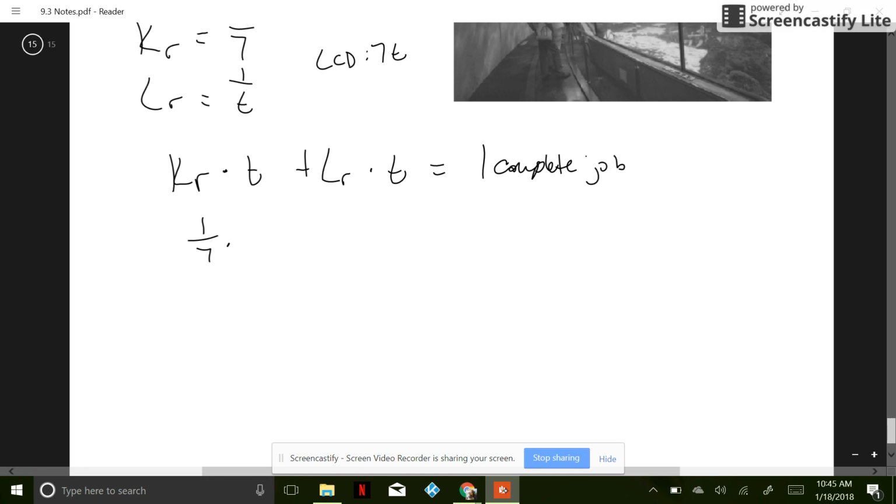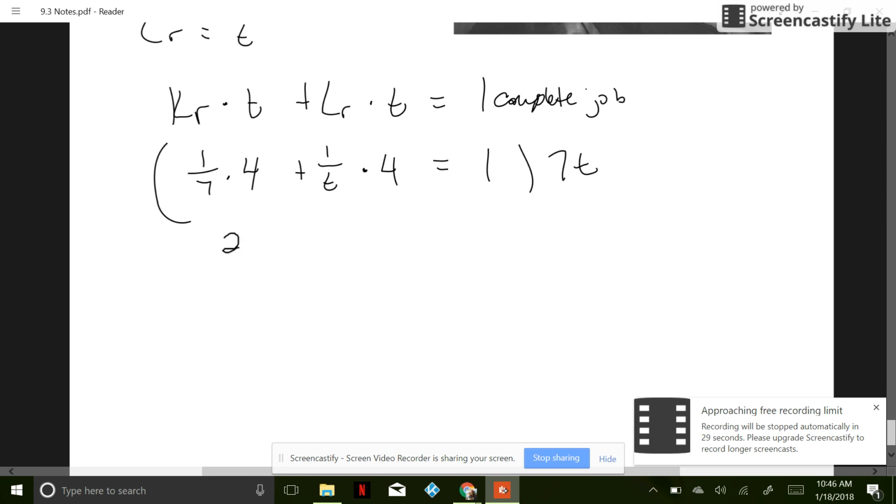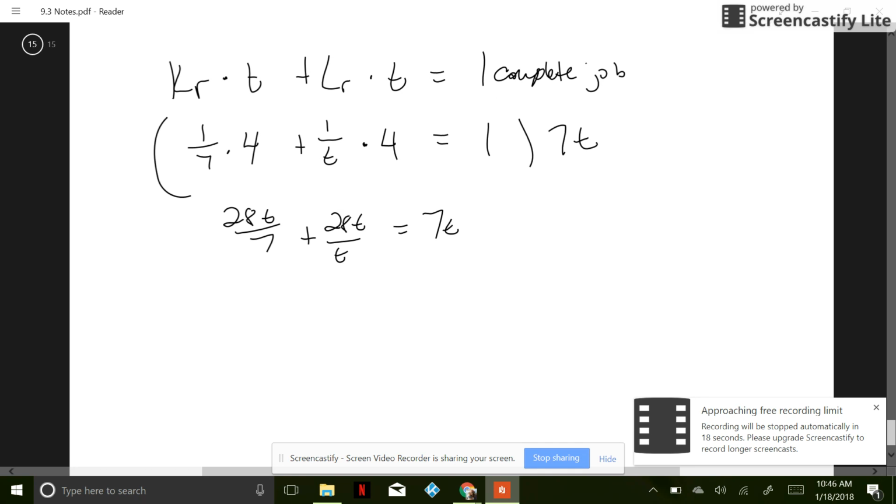So Kevin's rate is 1 over 7 times the time of 4, plus Laura's rate. Laura's rate is going to be 1 over t because we don't know how long it would take her by herself, and then times the time they cleaned, 4 hours, to get one complete job. So now we'll have to multiply everything times the 7t, the LCD. So that'll give us 28t over 7 plus 28t over t is equal to 7t.